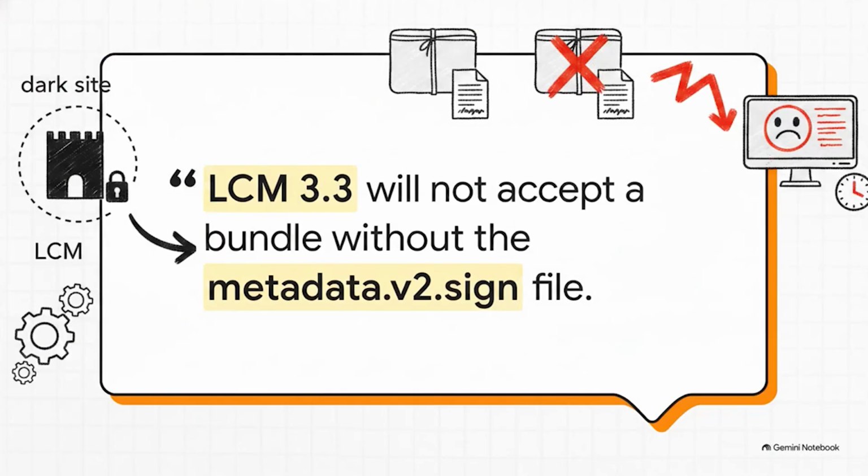All right, pay attention because here is a major trap introduced in recent versions. Starting with LCM 3.3, security got a lot tighter. LCM will absolutely not accept any DarkSide bundle that doesn't include a metadata.v2.sign file. This was introduced specifically to ensure payload integrity, so nobody can tamper with the files while they're being transported across that air gap. If you try to upload a bundle missing this signature, the operation will instantly fail and LCM is going to throw an error right in the side panel of the operations page. So always verify your bundles are complete.